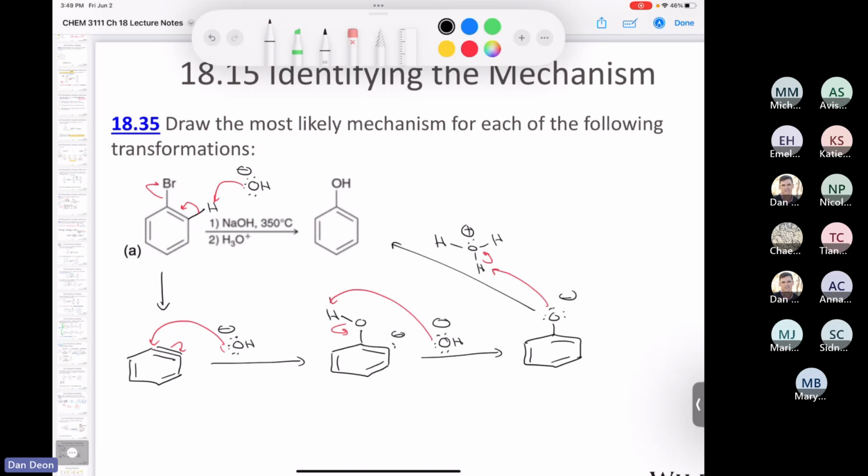And again, this is 18.14. This is elimination addition.